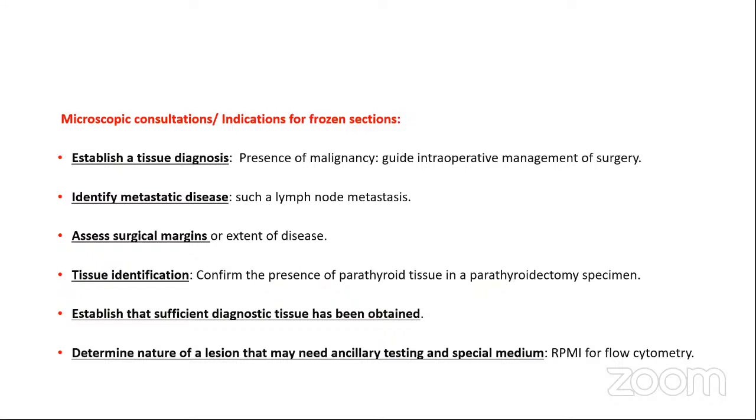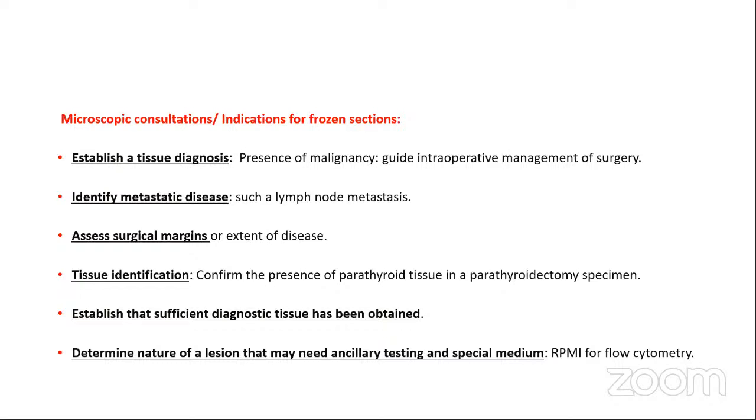The other indication is to assess surgical margins or extent of disease. When we have a skin squamous cell carcinoma or basal cell carcinoma, the plastic surgeon sends us the sample and asks us if the sample or margins are free of malignancy.